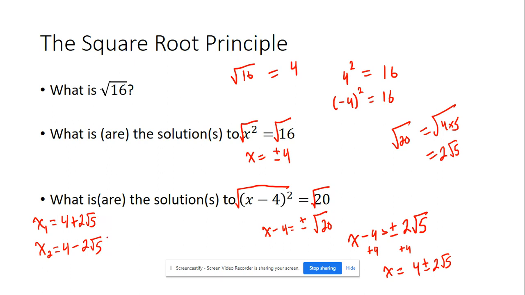Okay. Now sometimes the question may ask you to round your solution, but if it does not ask you, the standard is that we're always giving exact value solutions. Okay, so we're going to leave it as 4 plus 2 root 5 and then 4 minus 2 root 5, like this.